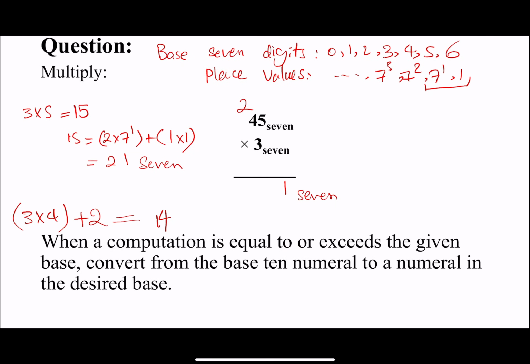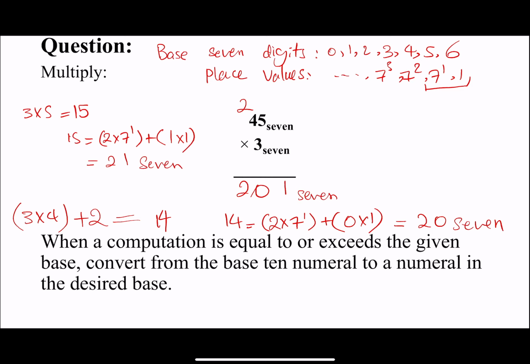Again, 14 is not allowed in base 7, so I need to convert it. Look at the place values that are less than 14: they are 1 and 7. I have to see how many groups of 7 and how many groups of 1 build up 14. 2 times 7 is 14, so 2 groups of 7 and then 0 groups of 1. So it's 2, 0, base 7.